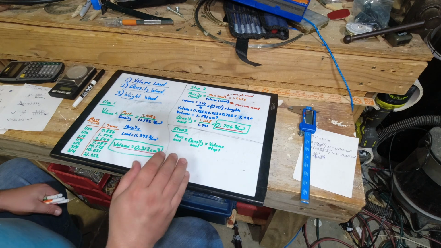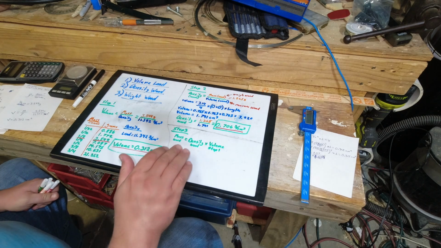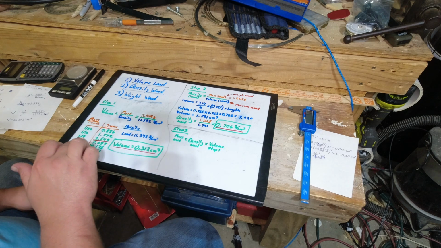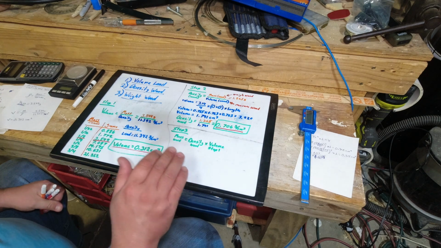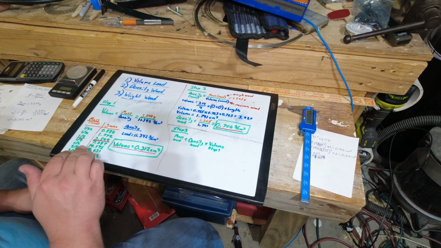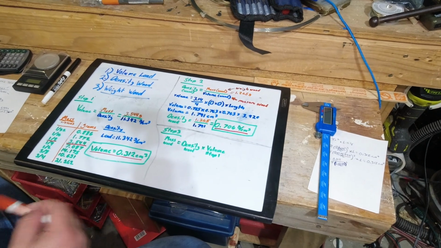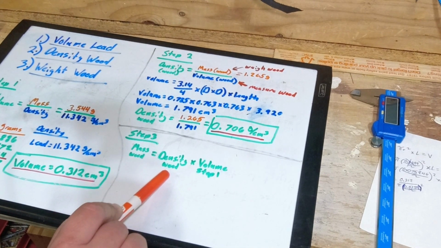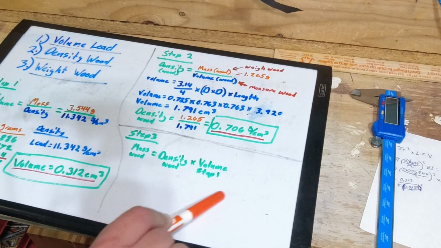And in step three, what we are doing is we're going to find the weight of the wood that replaces the weight of the lead that we want. So basically this tells us what we need to shave down the piece of wood to in order for it to match the 1/8 of an ounce of lead weight that we want. So to do this, the mass of the wood is equal to the density of the wood and the volume found in step one.